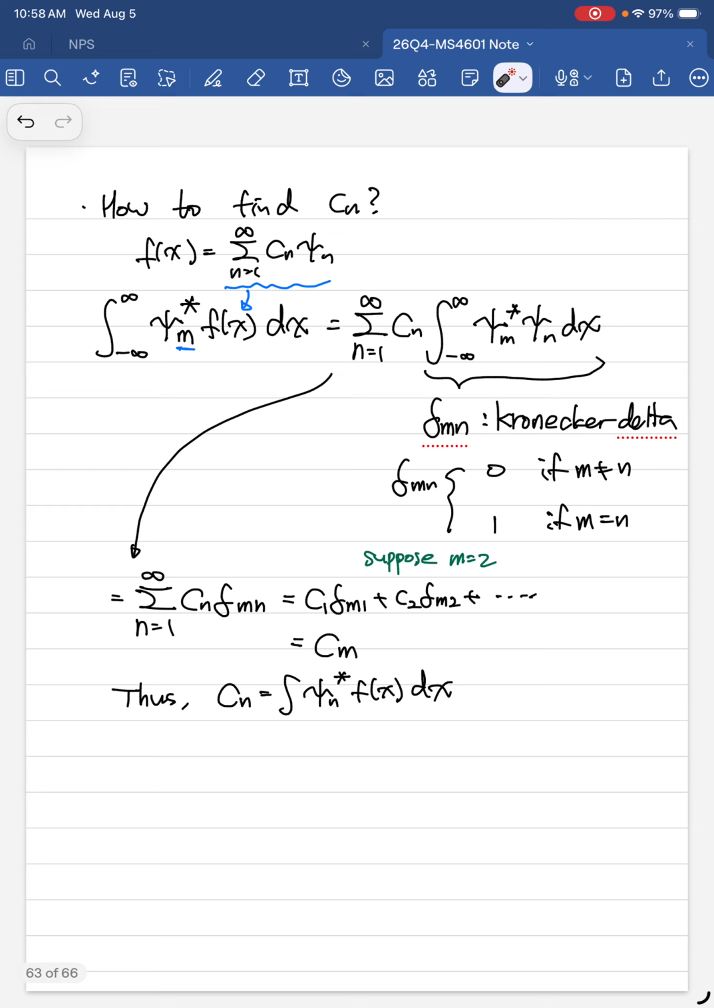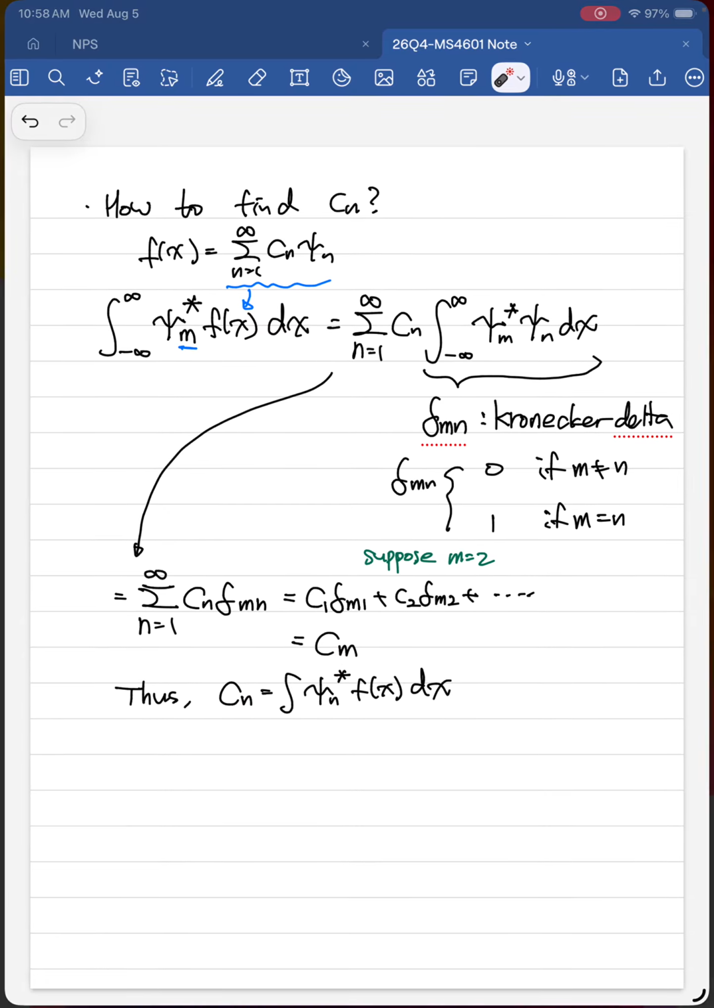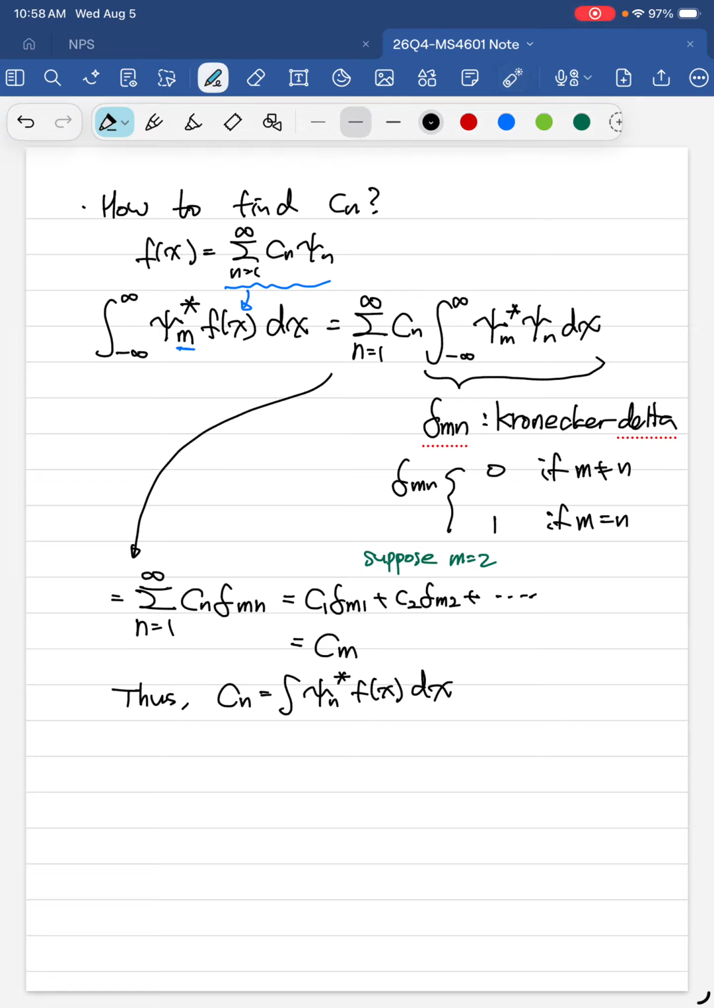Okay, so in this case, this Cn is simply this Cm, and m is anyway just a variable. We can simply replace this m with the n value. So Cn is simply the integral from negative infinity to infinity of psi n star times f of x dx. Okay, so this is how you can find out what the constants should be.